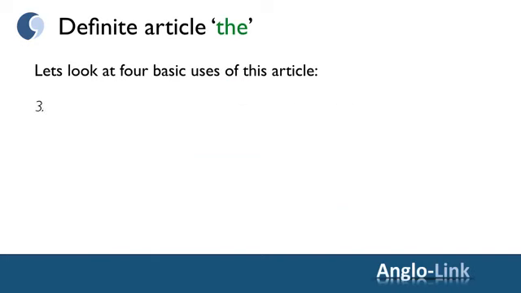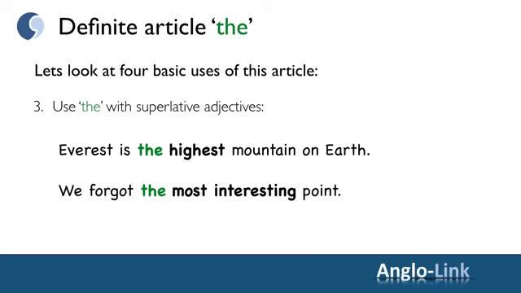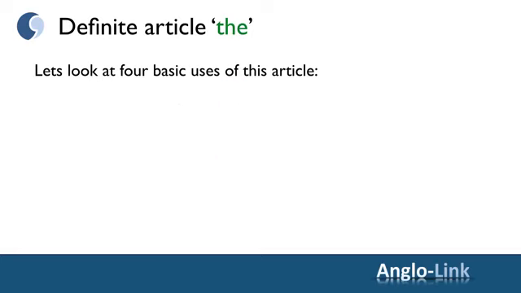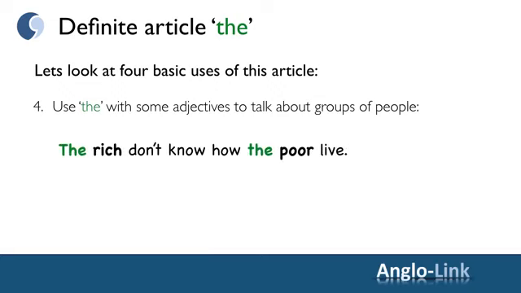Moving on to the third use of the definite article, use the with superlative adjectives. For example, Everest is the highest mountain on Earth. Or, we forgot the most interesting point. And lastly, use the with some adjectives to talk about groups of people. For example, the rich don't know how the poor live. Or, we must look after the elderly.